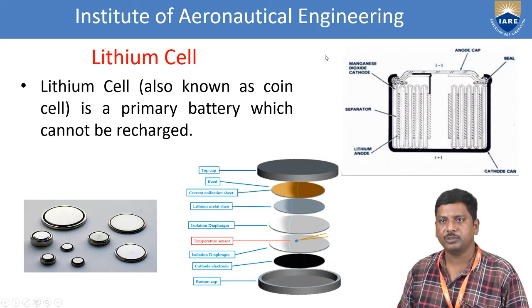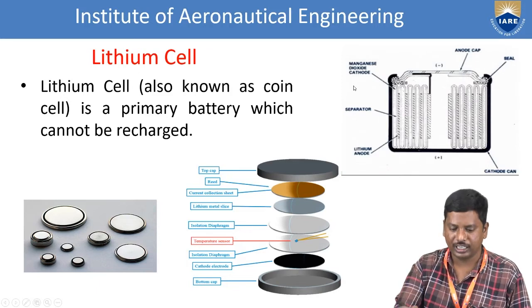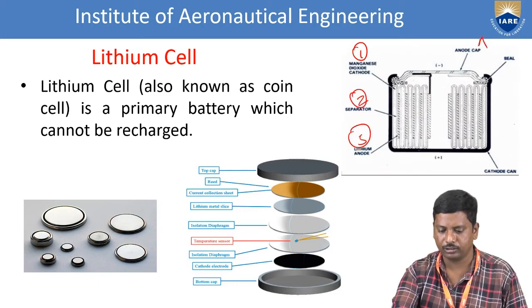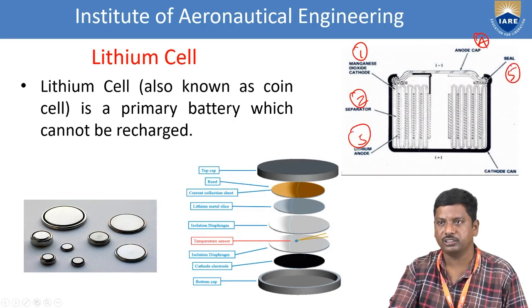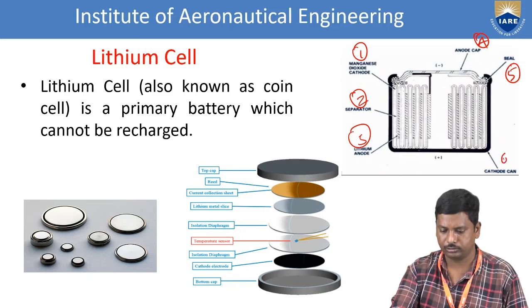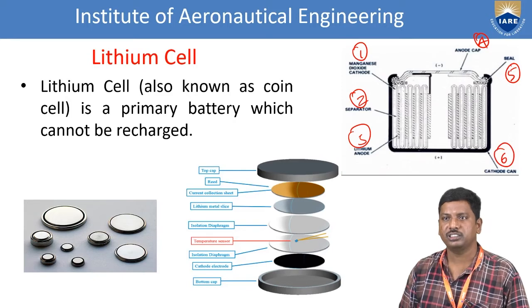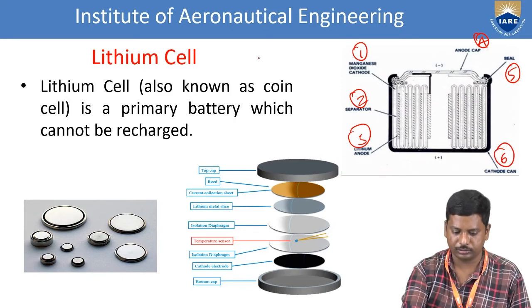So how many components do lithium batteries contain? Manganese dioxide acts as the cathode, and there is a separator, and lithium anode, and anodic cap, and the fifth one is the heel, and the sixth one is the carton can. So totally how many components are present in the lithium cells? 6 components.